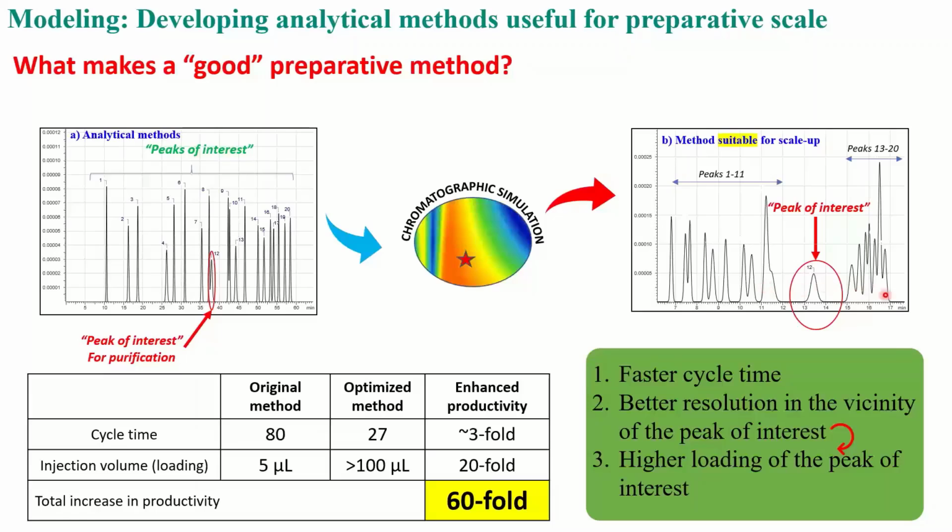So we tend to shorten the runtime, as you see here, 17 versus 60 minutes, and there's re-equilibration. And there's more resolution around the peak of interest, which leads to higher productivity and higher loading of the material. And there's some simple math here of the enhanced productivity, and this results in an increase of 60-fold, meaning that if it takes you a week to do the purification using this method, if you scale it up, it actually takes you about an hour to do it using the optimized method. This is a great example for prep scale.